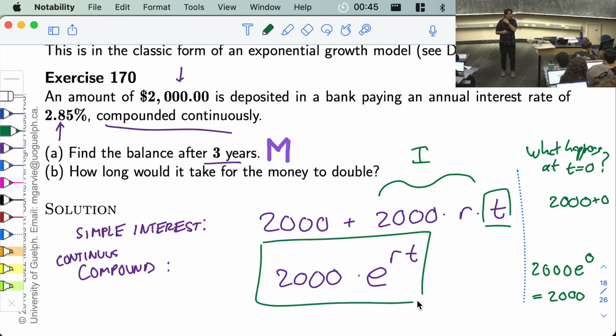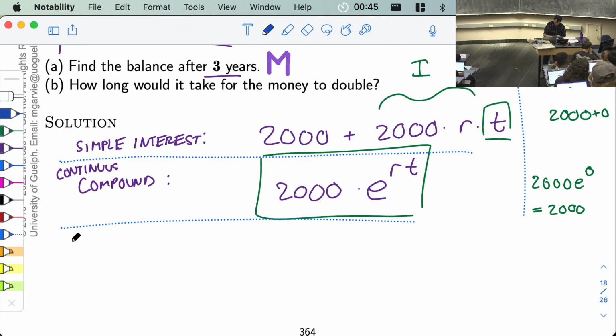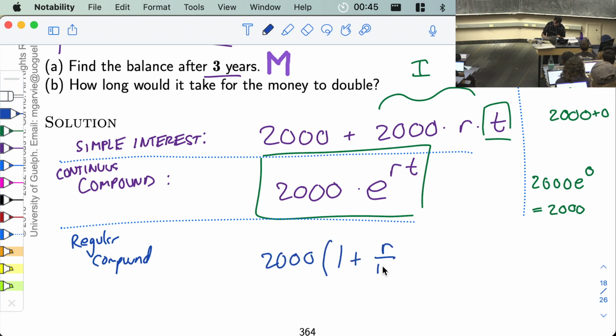It's important you keep track of this. So sort of the exponential already has this stuff built into it. Maybe I can compare it for the sake of comparison, and actually that'll be a good summary to the chapter as well. That was simple interest, continuous compound interest. Regular compound interest looks like this. It's $2,000, and then you do 1 plus r over m to the power m times t. And you can see the 1 plus is already built into it, right?